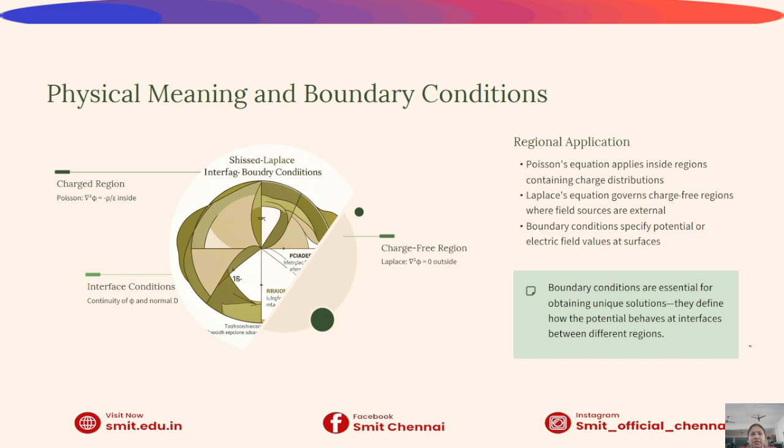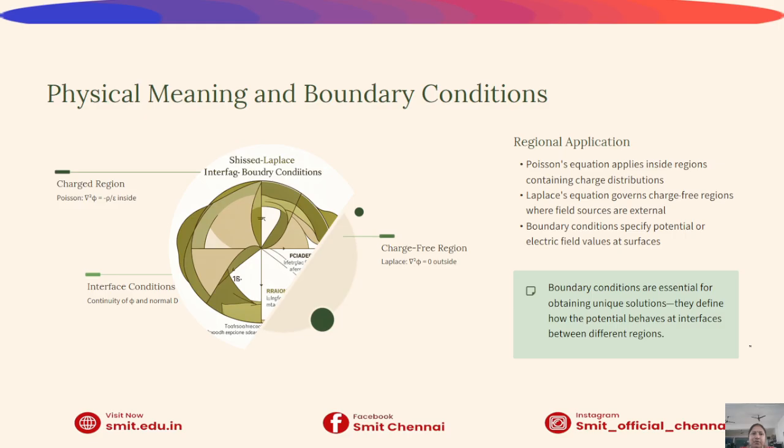Next we see about the physical meaning under the boundary conditions. Both Poisson's and Laplace equations must be solved along with appropriate boundary conditions in order to obtain a unique solution for the electric potential. Boundary conditions define how the electric potential or electric field behaves at the interface between different materials or regions.